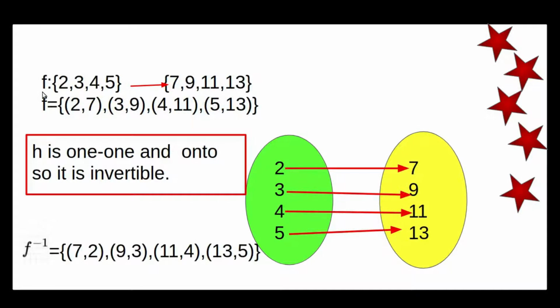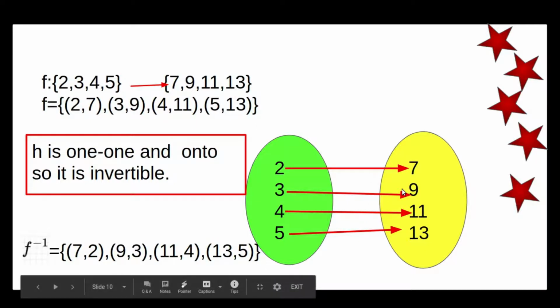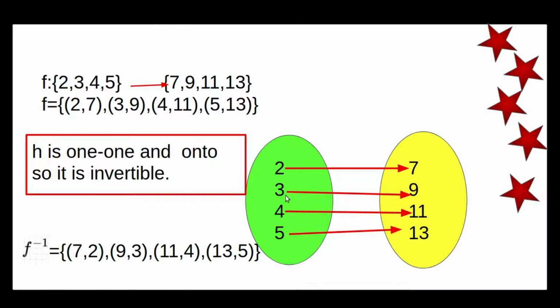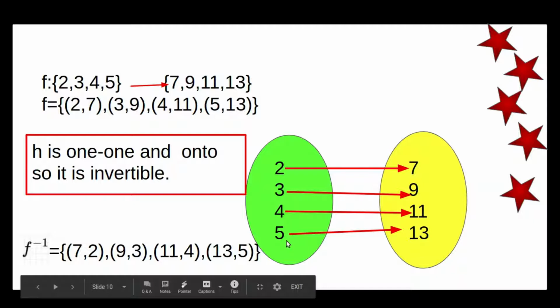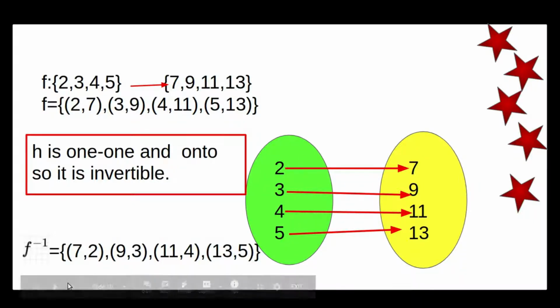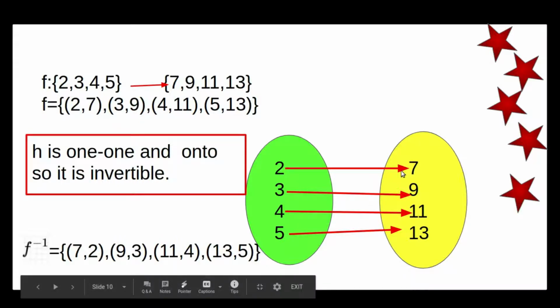Now consider a function f from the set {2, 3, 4, 5} to the set {7, 9, 11, 13} defined by f equal to the ordered pairs (2,7), (3,9), (4,11), (5,13). Now this function is both 1-1 and onto. Distinct elements are mapped to distinct elements, and every element in the codomain has a preimage. So the function is both 1-1 and onto, so it is invertible. And f inverse equal to 7 to 2, 9 to 3, 11 to 4, 13 to 5.